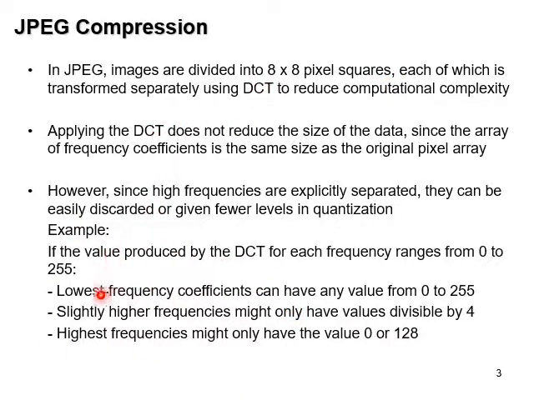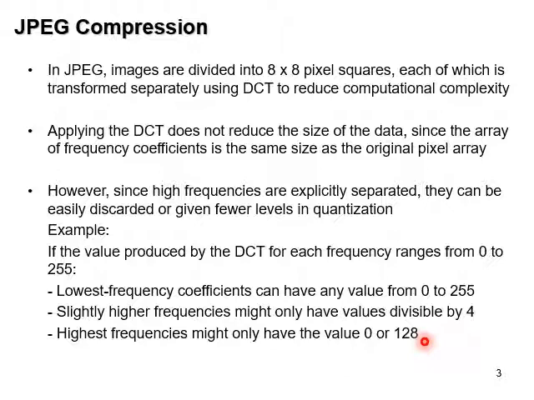If you remember, we said that the low frequencies can have values between 0 and 255, so they keep their original values. Slightly higher frequencies are only given values that are divisible by 4, meaning that instead of representing them with 8 bits, we're representing them with 6 bits. And then the highest frequencies are given values 0 or 128, meaning that you can represent them with just 1 bit. 0 would represent 0, for example, and 1 would represent 128. So this is how the JPEG compression reduces the number of bits needed to represent the frequencies.